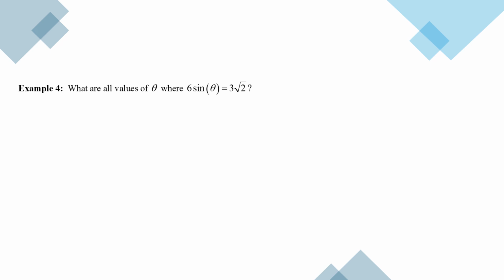So the first thing we're going to do is isolate. Step 1 is to isolate your trig function. That means that we need to get sine theta by itself. What do I need to do to get sine theta by itself? Divide by 6. What I do to one side, I'm going to do to the other. So we're left with sine theta equals square root of 2 over 2.